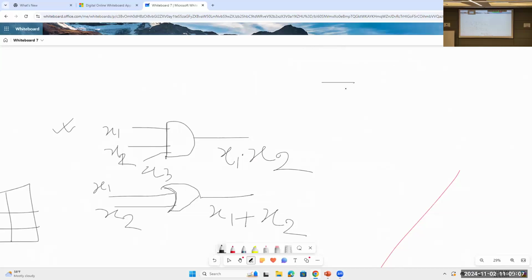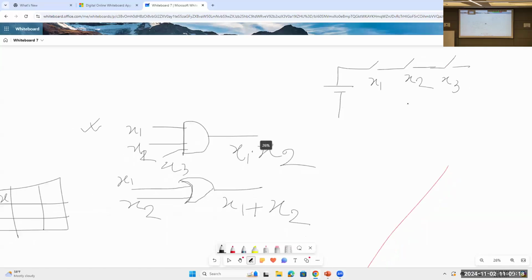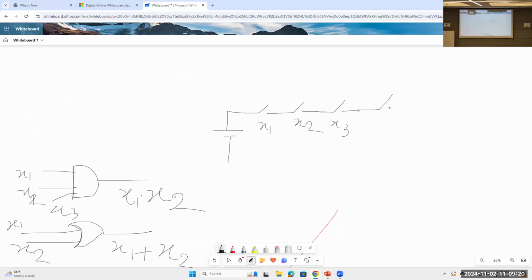So this is very simple. At first we had x1 and x2. If we want to increase, like x3 and x4, all are connected in series. Suppose they all are connected in series and multiple of them. Suppose x4, then we have a bulb. The function will be x1 times x2 times x3 times x4.